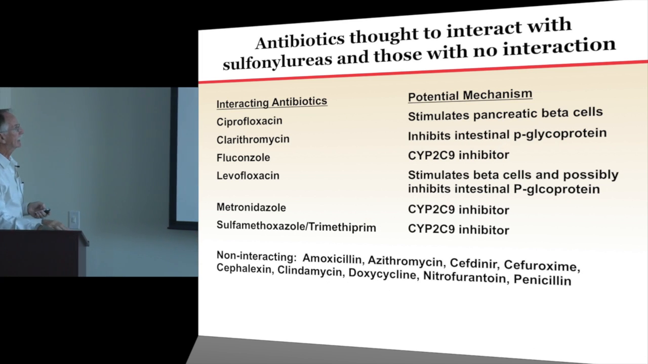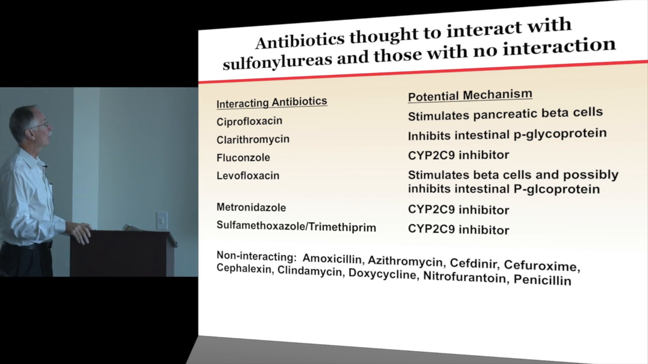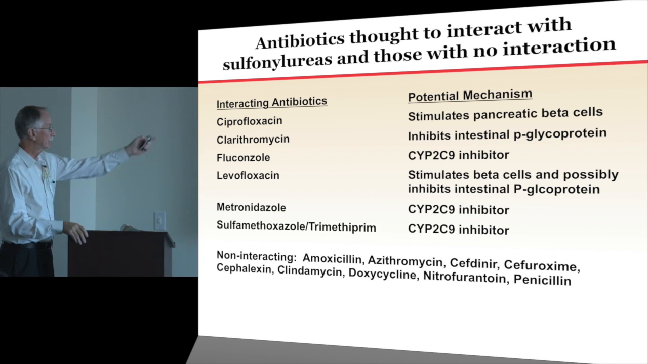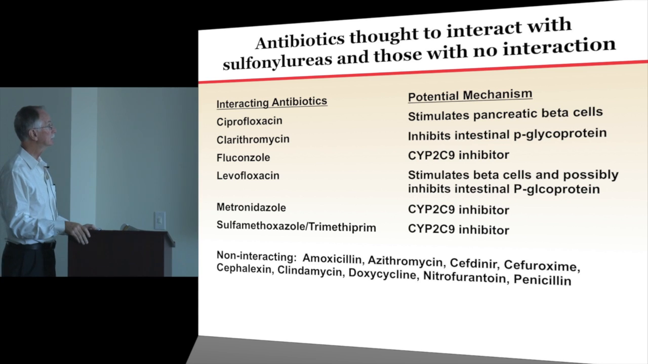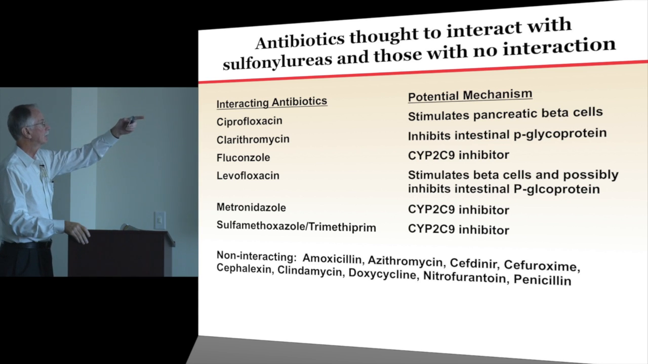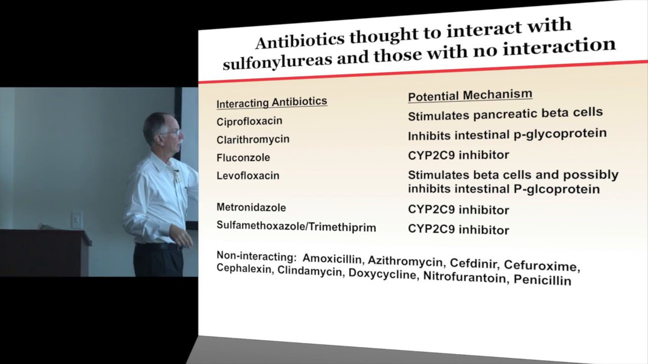These are the interacting antibiotics, and I didn't know about any of them except for Bactrim, the last one, sulfamethoxazole trimethoprim. And they work in weird and wonderful ways. I mean, ciprofloxacin stimulates insulin release, just like sulfonylurea. And then some of these others work through inhibiting stuff in the intestine and thereby interfering with metabolism of the drug.